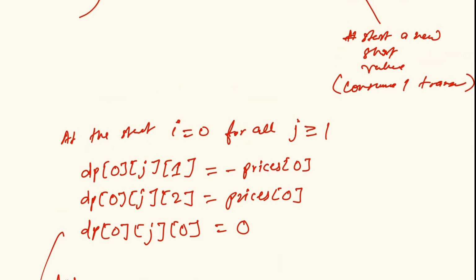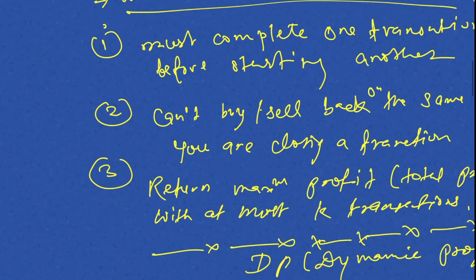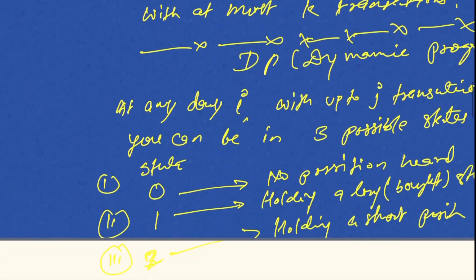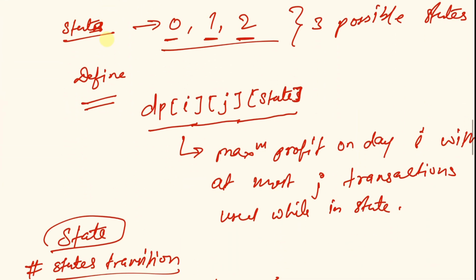So let me summarize what we have done till now. Very first, we have defined 3 states for the dp. We know that we are going to use the dp, and at any day i, there will be up to j transactions, and we can use 3 possible states. The states are 0, 1, and 2. 0 means no position held, 1 is holding a long or bought stock, and 2 is holding a short position. So three possible states we have.